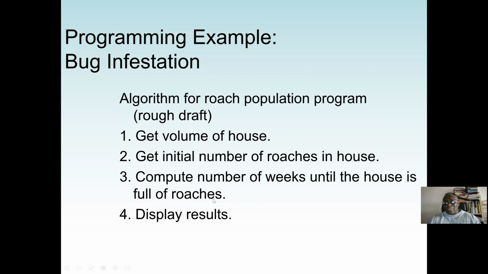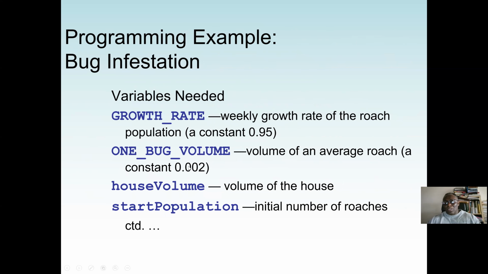Computing the number of weeks until the house is full of roaches is where we are going to write our loop. We have to keep computing every week until the house is full of roaches, or there is no space for roaches to occupy in the house. So the condition will be, we only grow more roaches if the volume of the house is less than its capacity, or we can say the bulk volume is less than the volume of the house.